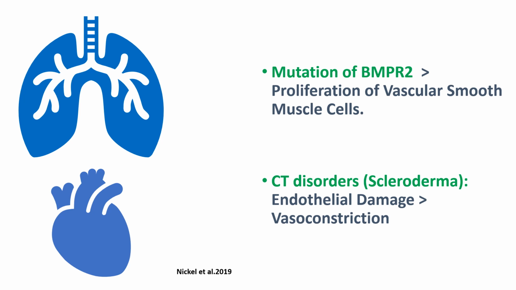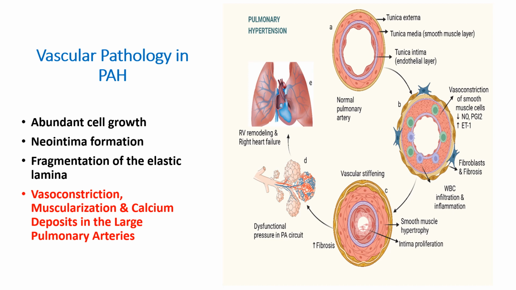Recently, genetic and molecular background are incriminated in the pathogenesis, namely mutation of the BMPR2 gene with proliferation of the vascular smooth muscles and release of endothelial damage factors such as in scleroderma and other connective tissue disorders, leading to vasoconstriction. Ultimately, the vascular pathology is in the form of vasoconstriction, muscularization, and calcium deposit in the large pulmonary arteries.